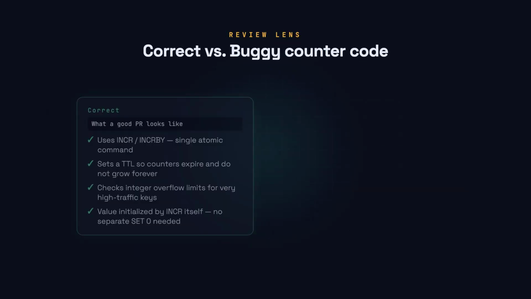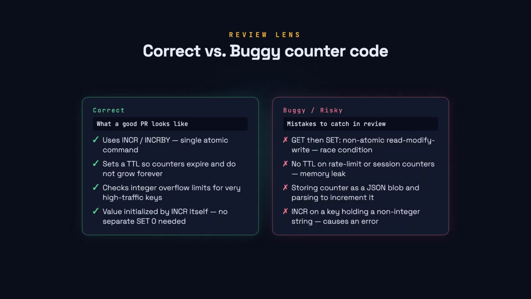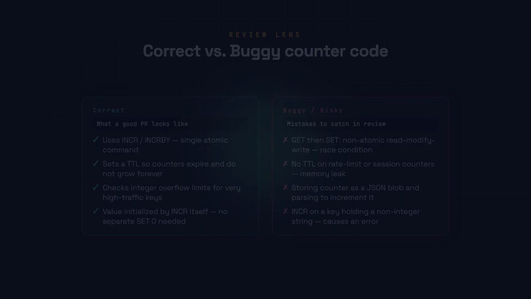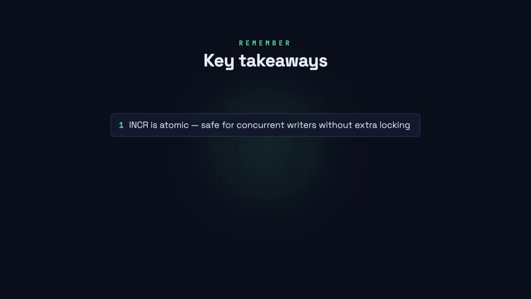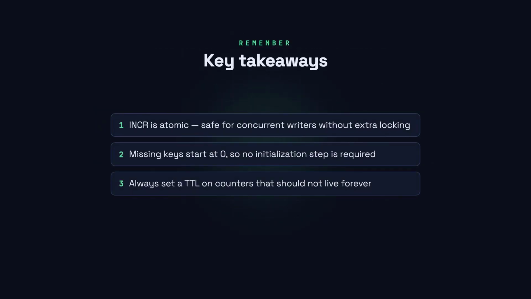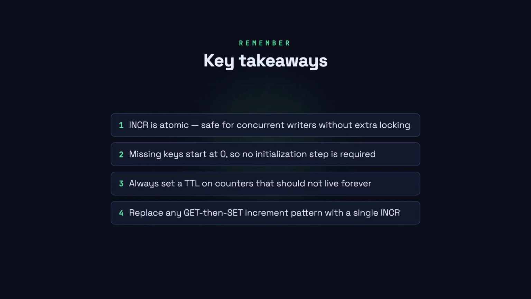When reviewing a pull request, the biggest red flag is a GET followed by a SET to increment, that is a race condition. Also check that expiring counters have a TTL set, and that the key does not already hold a non-integer value. Remember, INCR is atomic, self-initializing, and the only correct way to increment a shared counter in Redis.